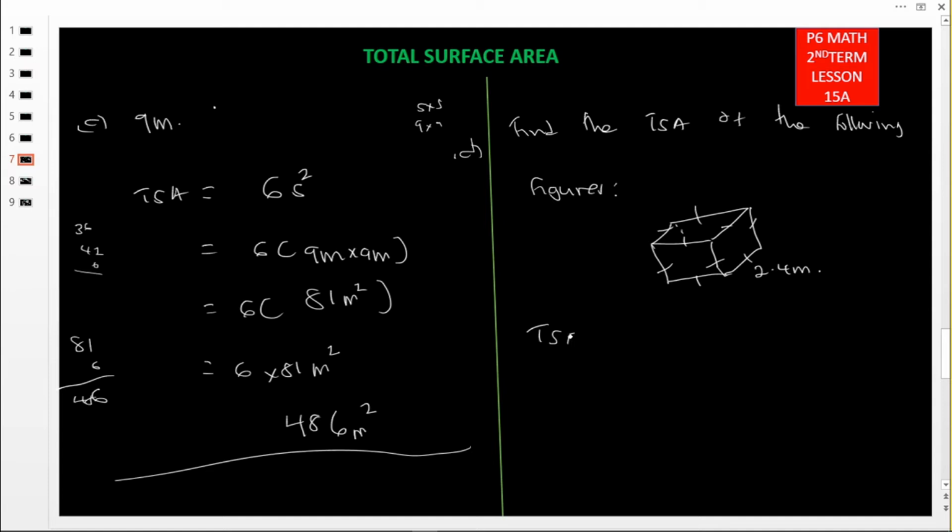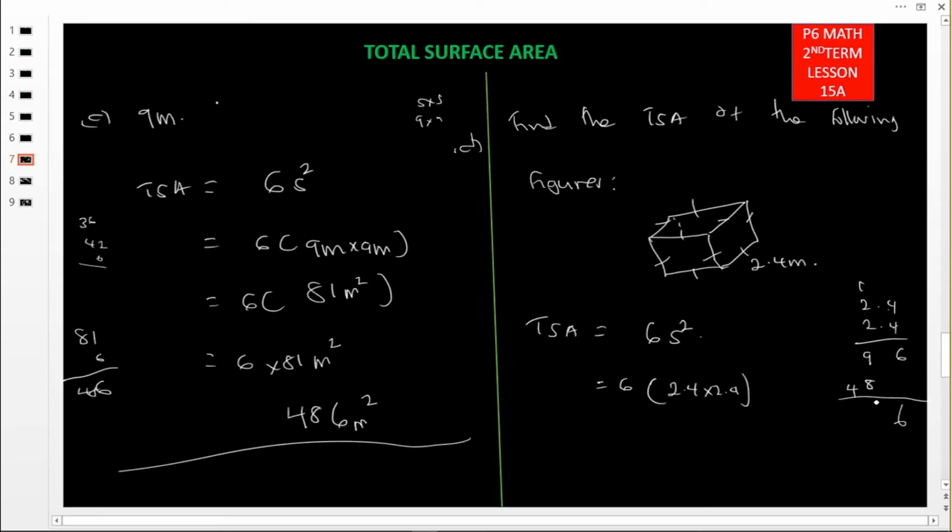Therefore total surface area here is going to be 6 into a squared. Why? Because this one is indicating a cube. Therefore it is 6 into 2.4 times 2.4. Then let us multiply this one. 2.4 by 2.4. 4 by 4, 16. I put here 4 by this one, 8 plus that one, 9. Then 2 by this one, it is 8. Then 2 by this, it is 4. So we are having a 6, then 9, 10, which is 17.